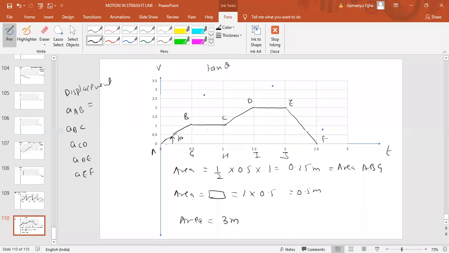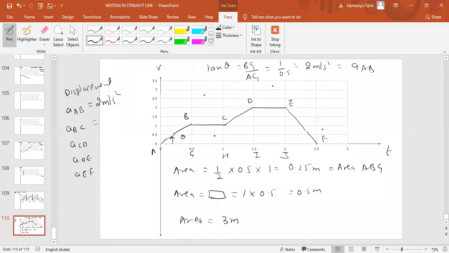So tan theta will be equal to BG by AG. This is for acceleration AB. So BG value is 1, AG value is 0.5, which means 2 meter per second square is the acceleration of AB. So AB acceleration is 2 meter per second square.